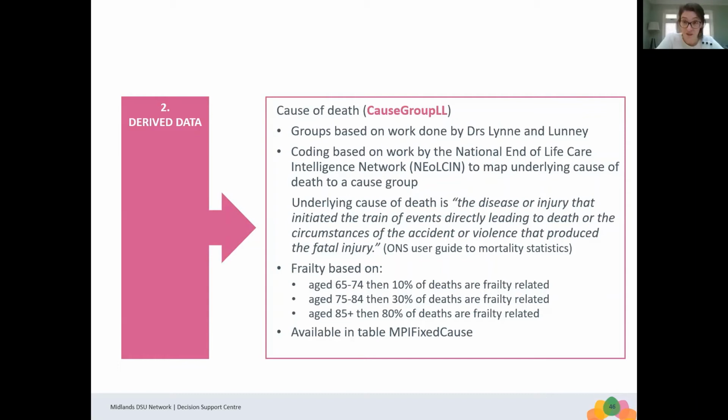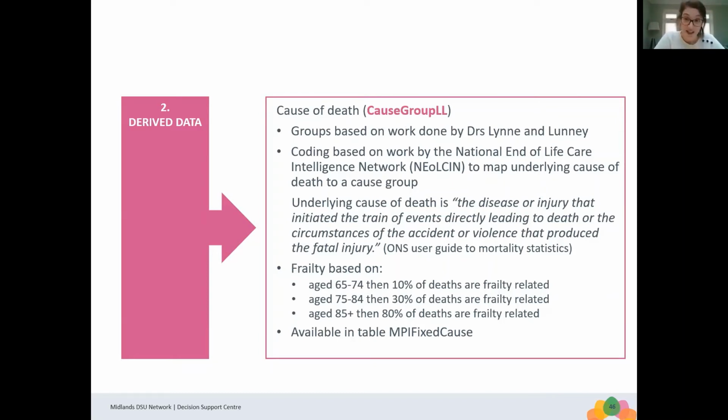And the way that we do this is we take the underlying cause of death. There's just one underlying cause of death per person, and that's an ICD-10 code. There's some more information there on the screen. If you're not familiar with the mortality data, have a look perhaps at the ONS user guide to mortality statistics. That would explain all of these fields in more detail. But we take that underlying cause of death and we map it, as you see in the SQL code, to one of the 5 cause groups.